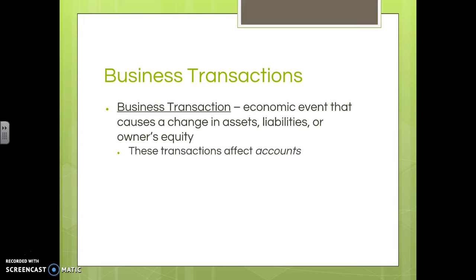These transactions are going to affect accounts. Anytime an account balance is going to change, whether it's going to increase in value or decrease in value, a transaction is taking place. An account is going to show the balance for each specific item. We give those items account names.